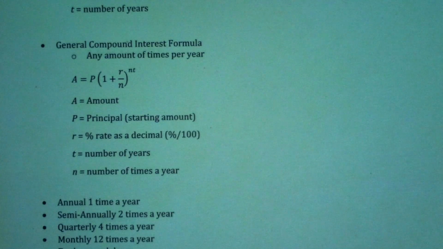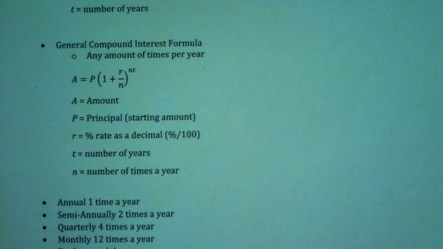Okay, and then like I said, these are just ones. Monthly, 12 times a year. Quarterly, if you've heard people talk about quarters, quarters are 4 times a year, so every 3 months. Semi-annually is something that happens twice a year, so every 6 months.